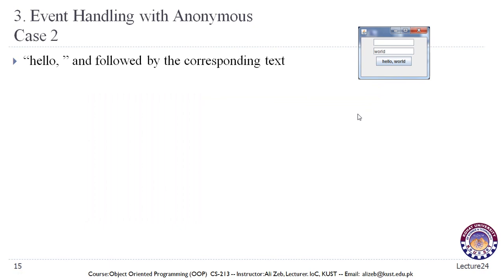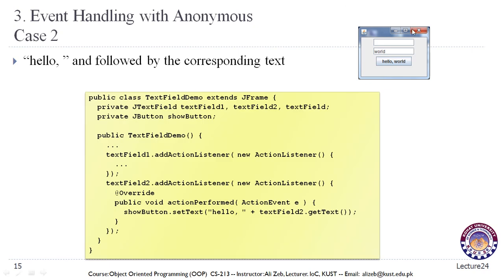In our second case, when we click on this button, it should read the text and concatenate it. It should add a hello at the start of the string, and whatever the text in the second text field is should be displayed on this button.